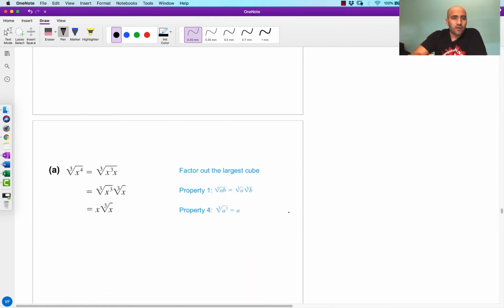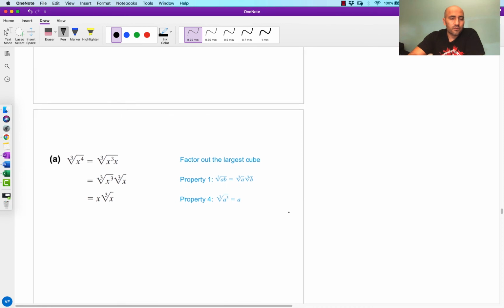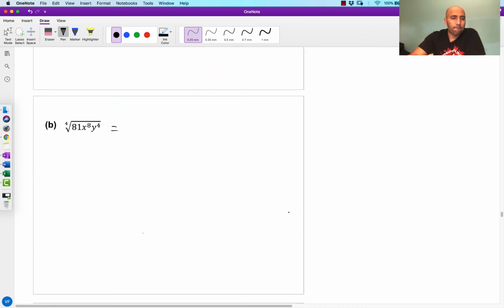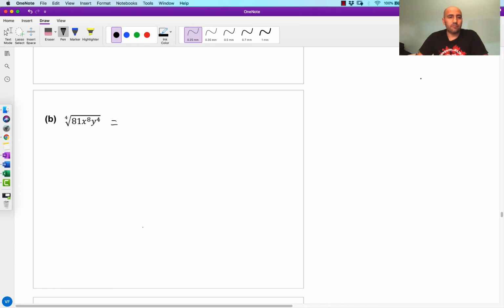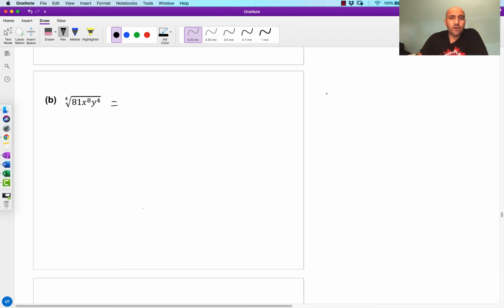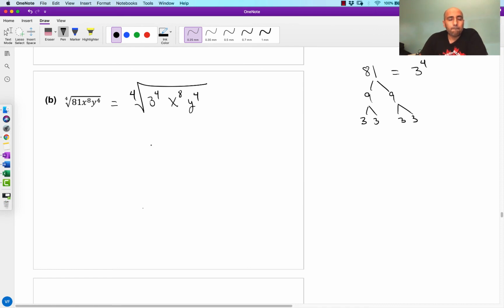Okay, that's the author's solution to that very first one. Let's try one more. So the first thing I would do here to simplify this is to break down that 81. We know that 81 breaks down as 9 times 9, and the 9s break down as a 3 times a 3, and another 3 times a 3. So that means that 81 is really equal to 3 to the 4th power. So let's introduce that into here. So that's 3 to the 4th power, and we have x to the 8th power, y to the 4th power. All of this is inside the 4th root.